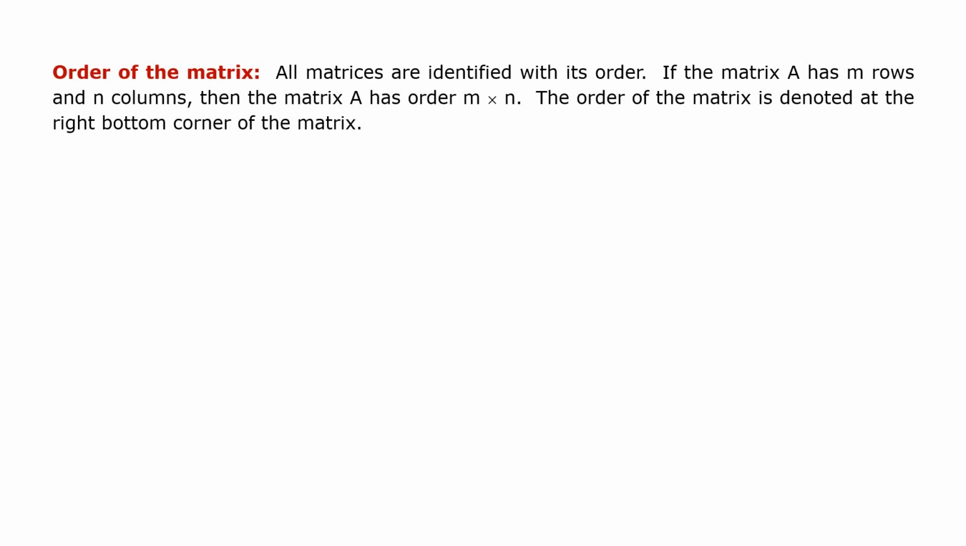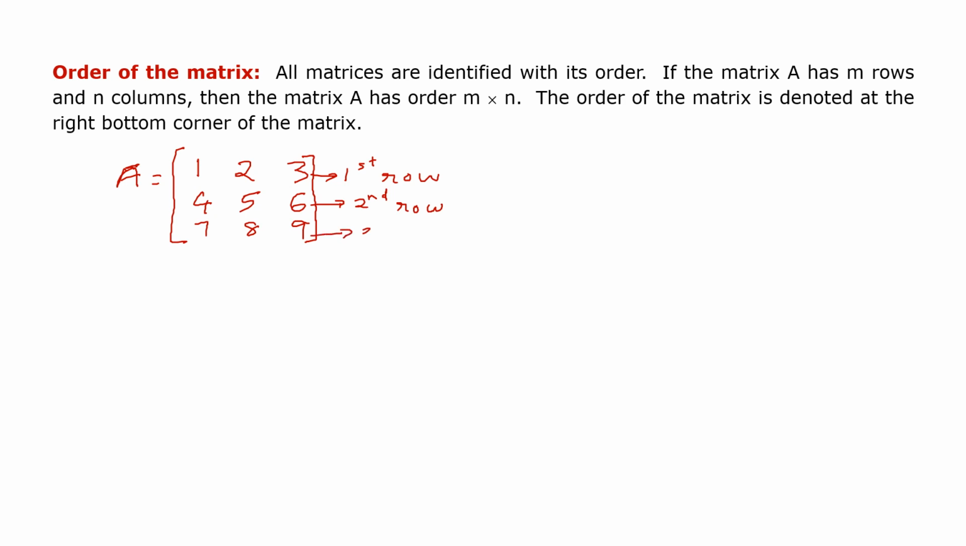Now coming to the order of the matrix. What do you mean by order of the matrix? Let me write one example. Let us call this matrix A, for example 1, 2, 3, then 4, 5, 6, 7, 8, 9. It can be any number. In this matrix, this is the first row, this is the second row, and this is the third row. In the same way, this 1, 4, 7 is the first column, this is the second column, and this is the third column.